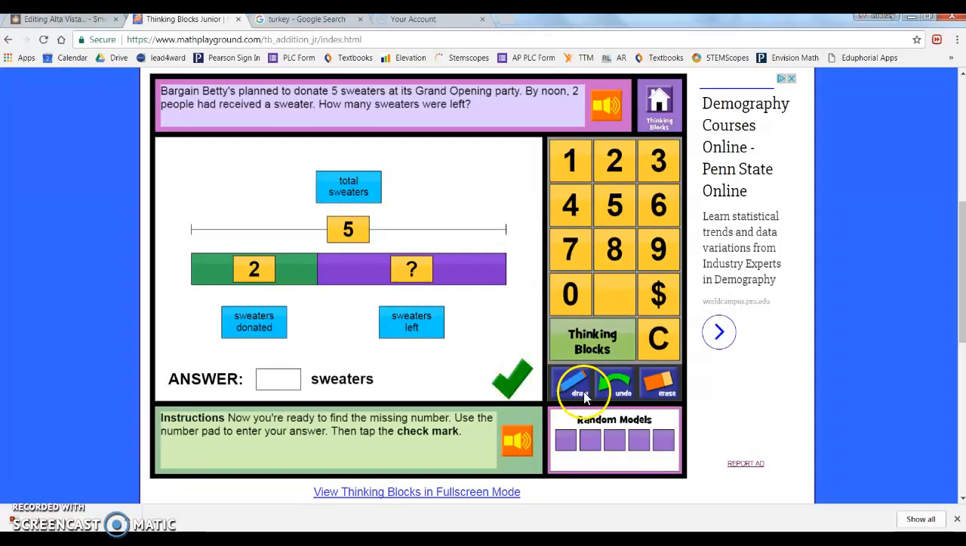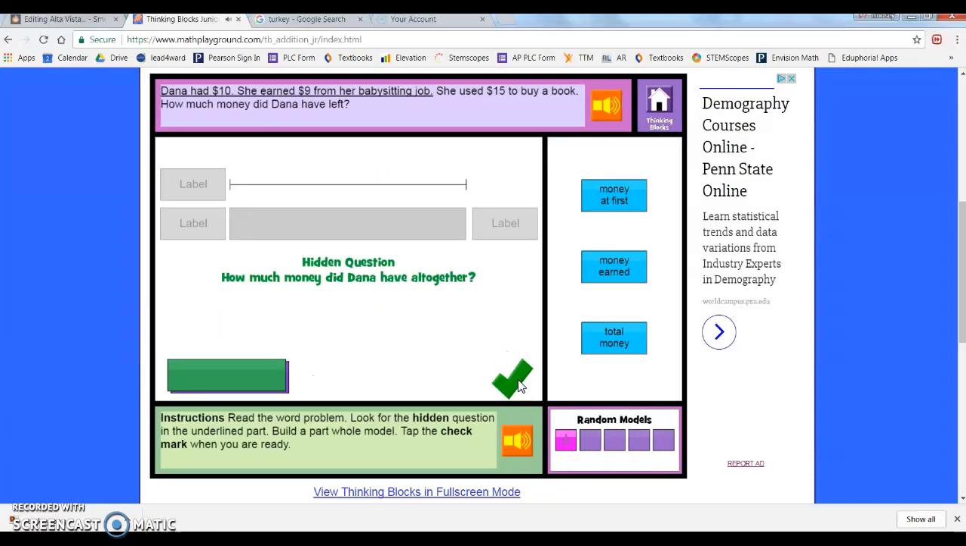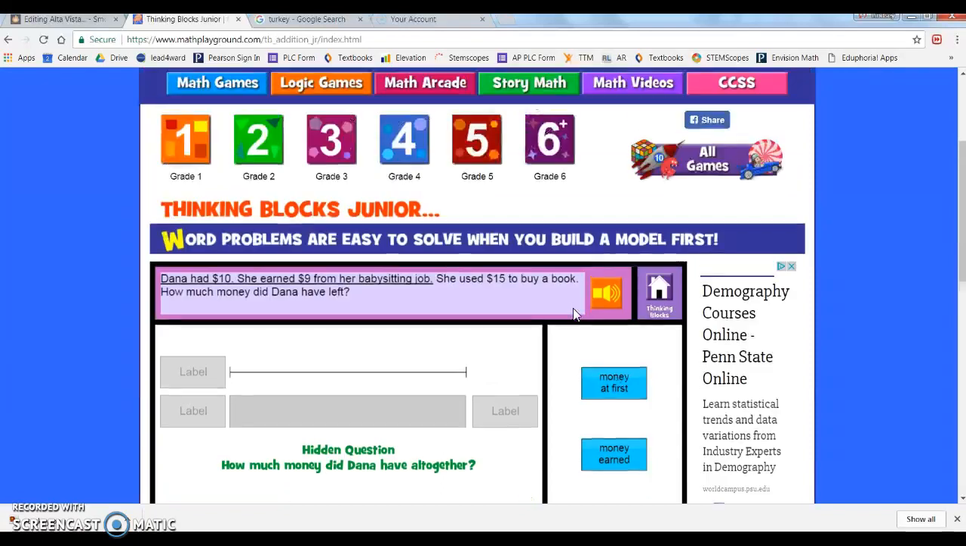So if I have a total of 5 sweaters, 2 of those were already donated, I can do 5 minus 2. One great thing is students can draw, so they can write 5 minus 2 equals 3. Alright, so I'm going to click on 3. I'm going to check my answer. I got it right. If you get an answer wrong, then it's going to help you figure out how to do it correctly.